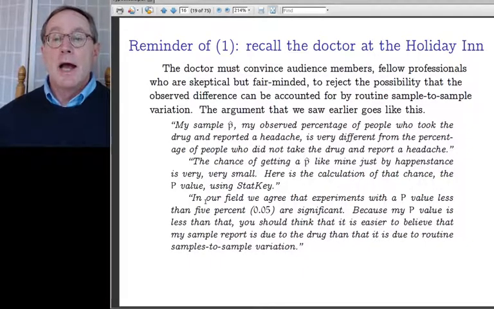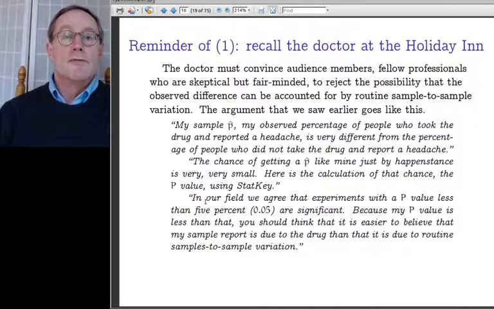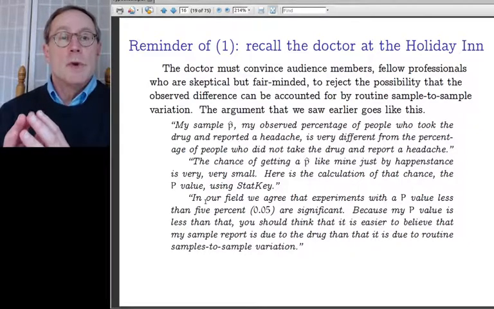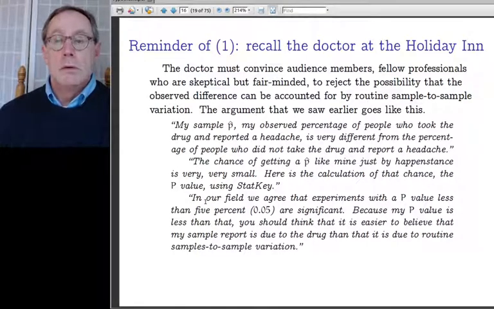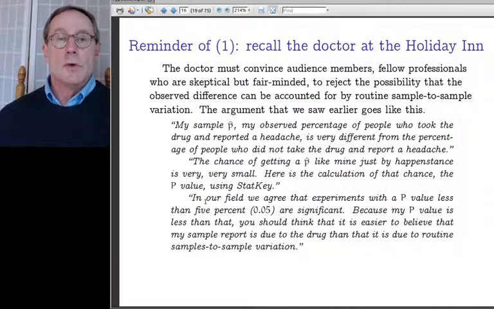Because my p-value is less than that, you should think it's easier to believe that my sample report is due to the drug than it is due to routine sample-to-sample variation. And the 5% just varies from field to field. In one field it might be 5%, in another field it might be another number. So the doctor has to come up with a p-value, a chance of the doctor's sample, being very small. 1%, 1/10 of 1%, 1/100th of 1%. If the p-value is 1/1000th of 1%, that's pay dirt. The doctor really got a good result.